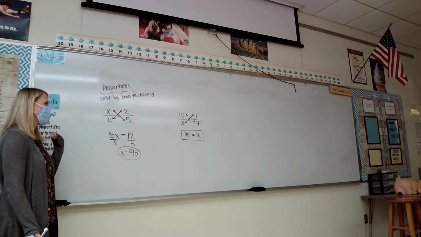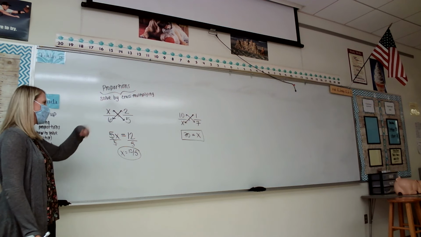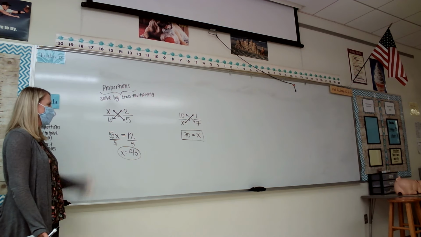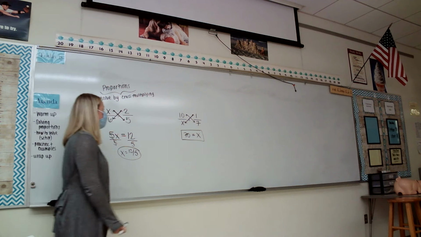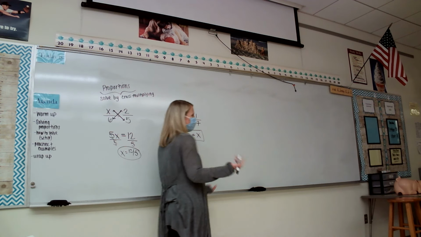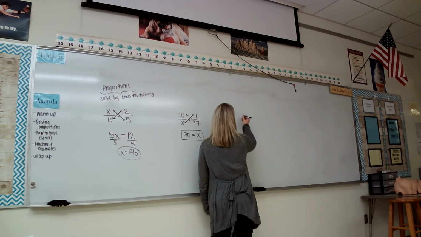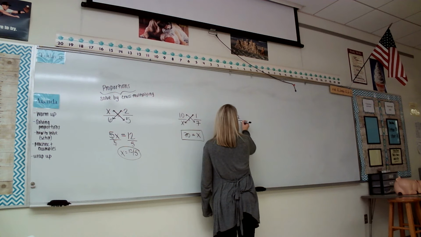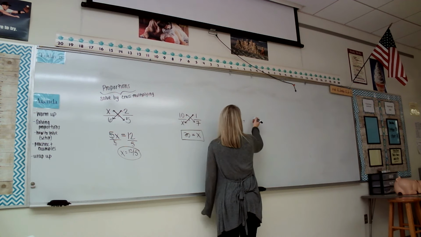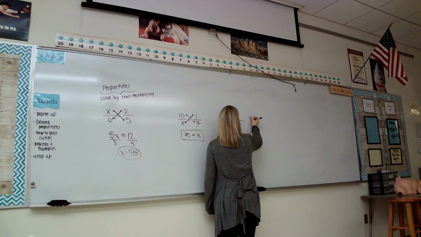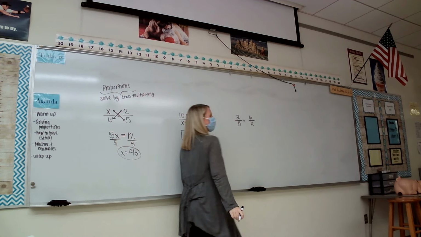Sometimes you might notice patterns to get from kind of one side to the other. That's fine, but using that method is always going to work. So can you guys try this one? I feel like I can't make these ones much harder. Let's do 2/5 equals 6 over x. Can you please solve for x?